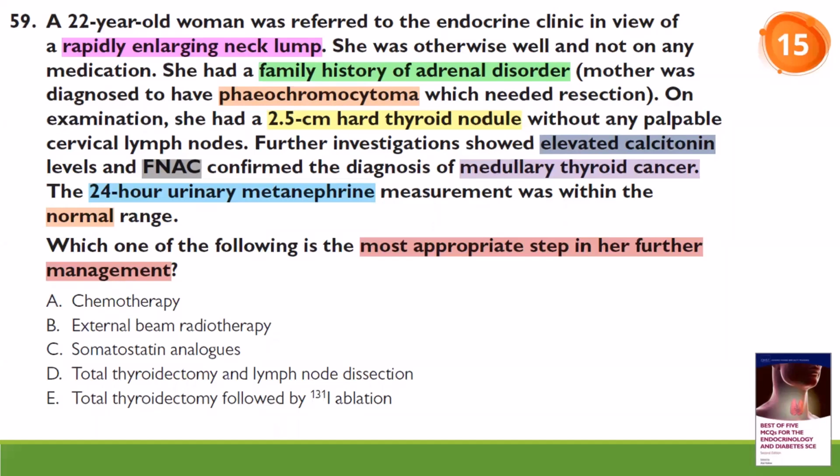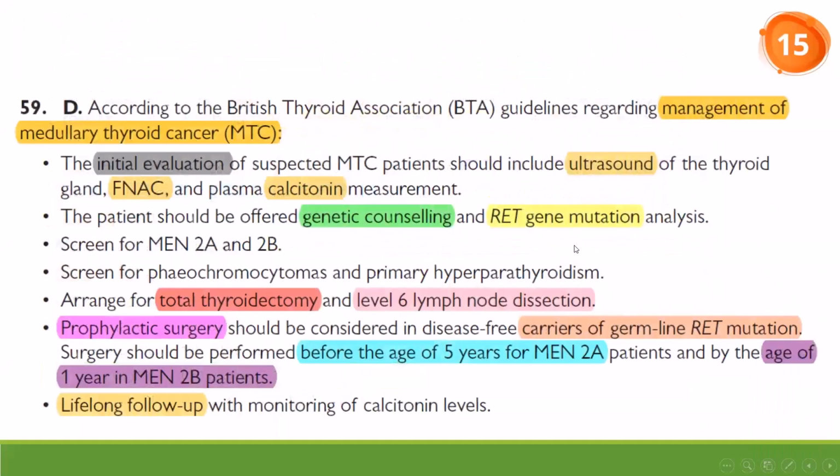Total thyroidectomy followed by lymph node dissection. Radioactive iodine is not appropriate for medullary thyroid carcinoma. Radioactive iodine and suppressive therapy are only allowed in differentiated thyroid carcinoma, follicular and papillary only. Medullary thyroid carcinoma is treated by total thyroidectomy and lymph node dissection, and usually the lymph node dissection is level 6.